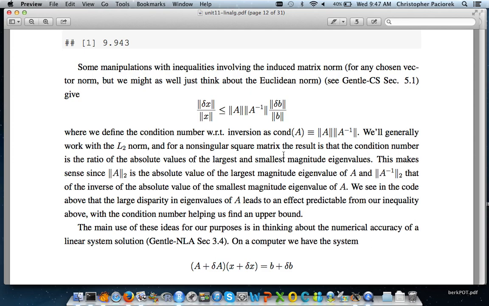So I'm going to rearrange terms, and I'm going to get 1 minus kappa of A times delta A over A. And that's less than or equal to kappa of A times delta A over A times x. Okay, so I've just basically multiplied things out, moved a term onto the other side, rearranged things so that I can express it like this.